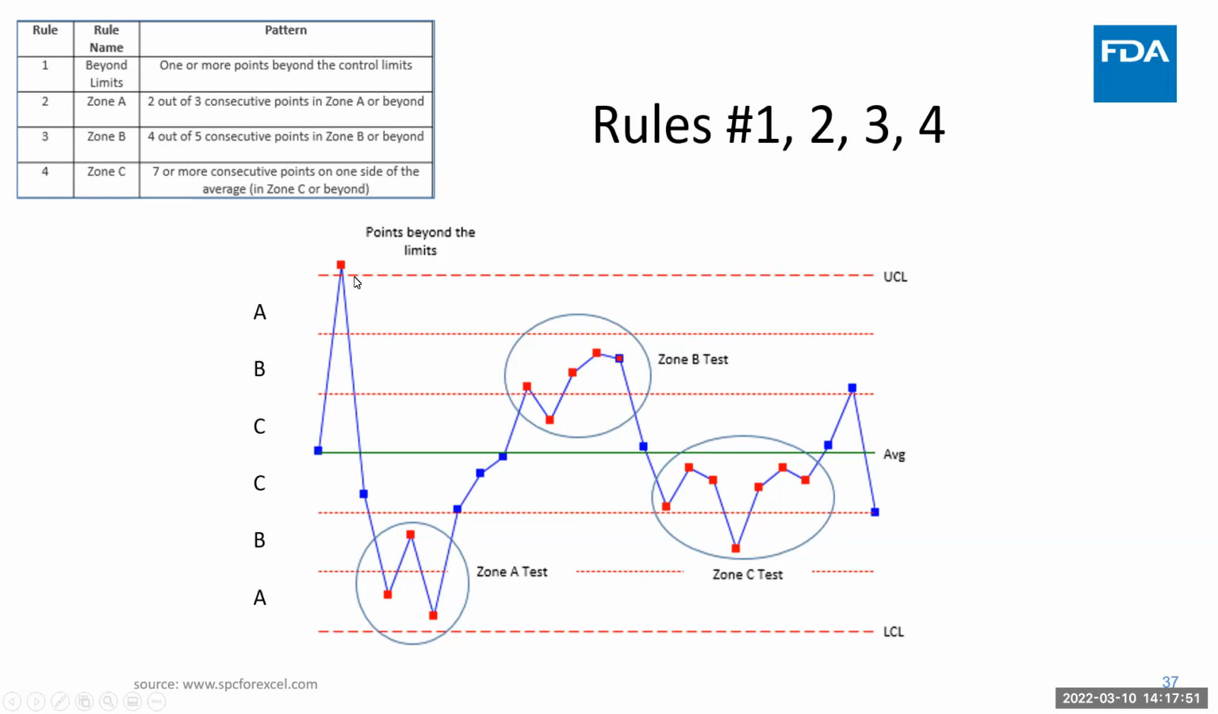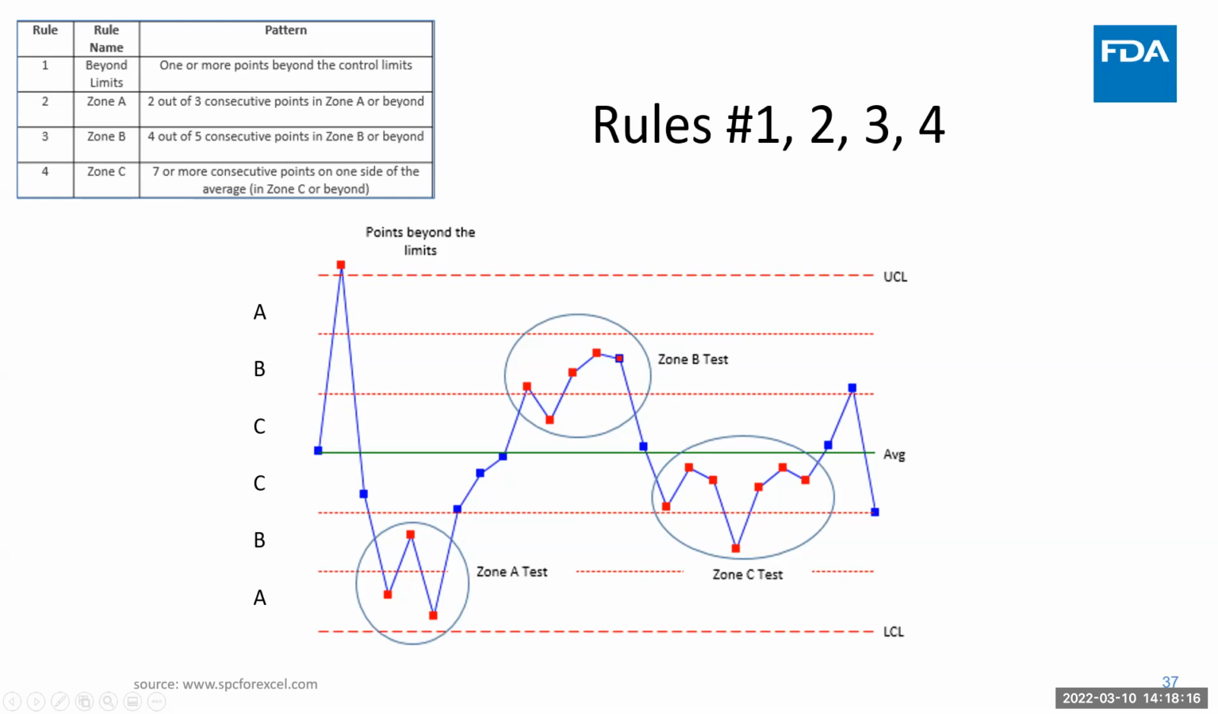Now, each zone represents one standard deviation beyond the mean. So we have zone C. That's going to be within one standard deviation of the center line. Zone B is 2 standard deviations beyond the center line. And zone A is 3 standard deviations beyond the center line.